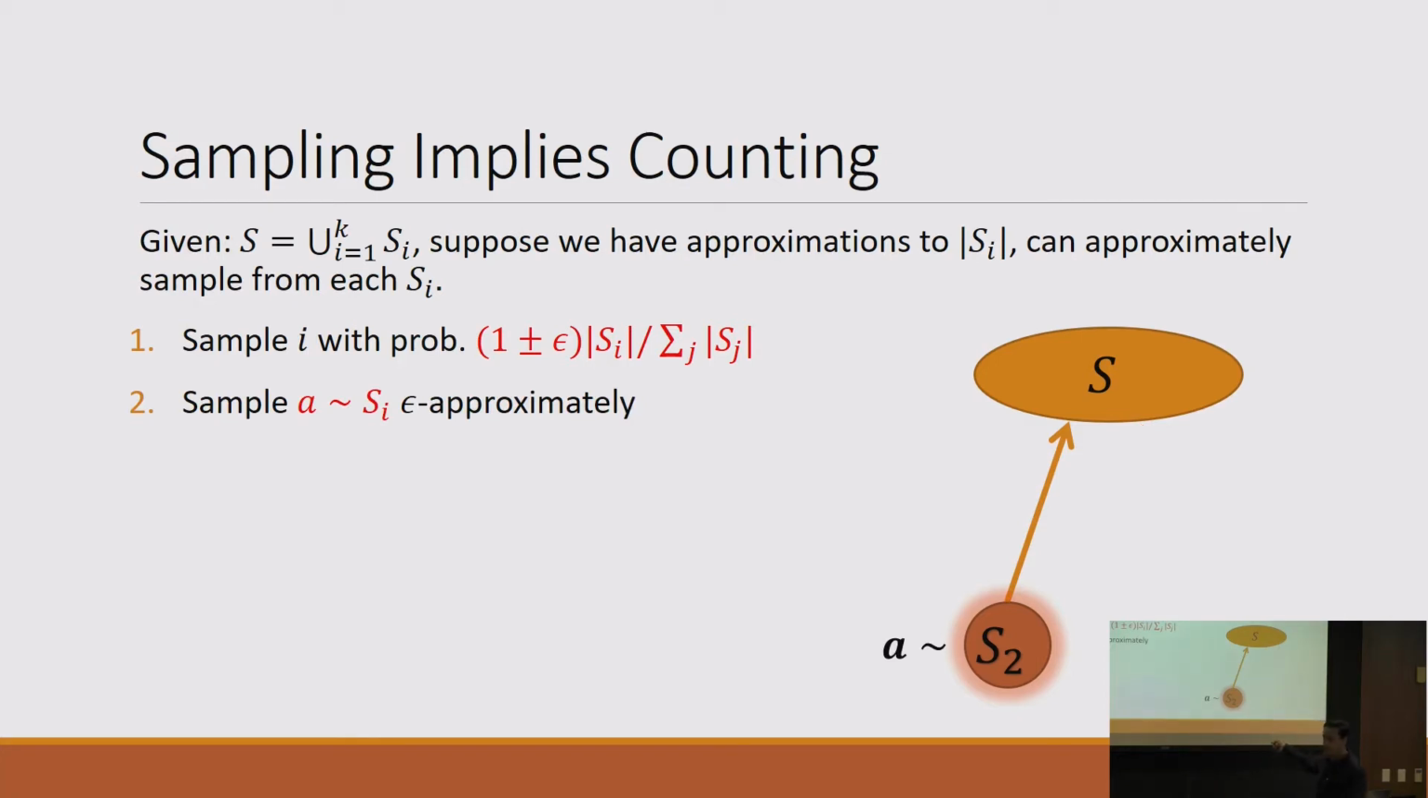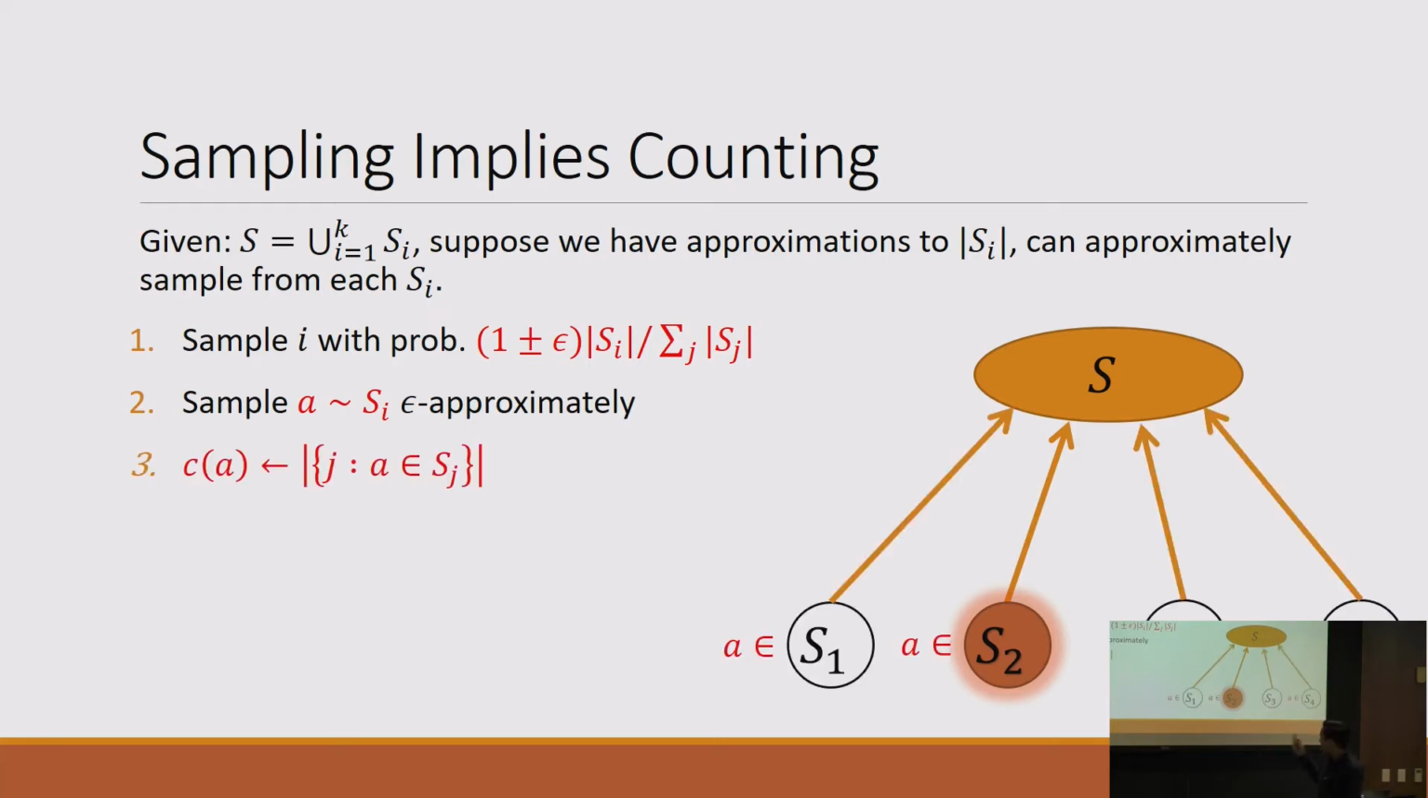Let's say I get this element a, and then I look back and see how many other sets contain my element a. I'm going to call that value C(a). Note that C(a) is going to show up a couple of times. C(a) is just the number of times I overcounted this element a in the union. So if the union was disjoint, C(a) would always be 1, and I would just output the sum of all the sizes. But instead I need to compensate for this overcounting. So my output is the sum of my approximations of the sizes, multiplied by 1 over C(a), which gives me an estimate of how much I'm overcounting.